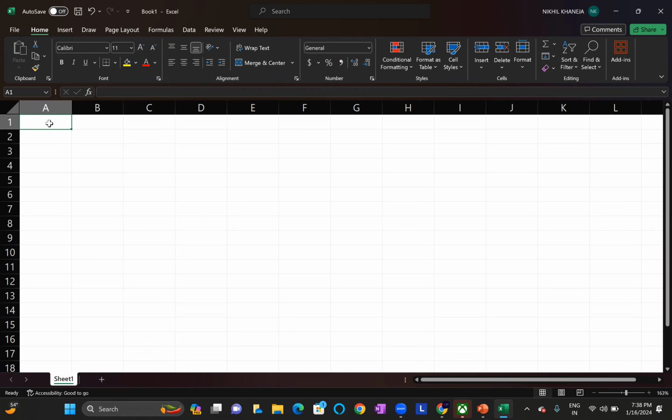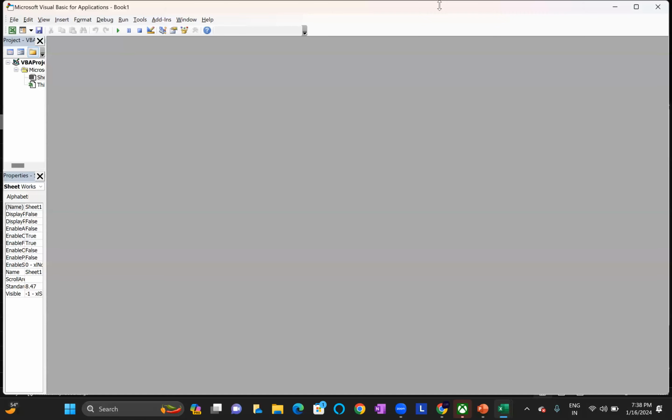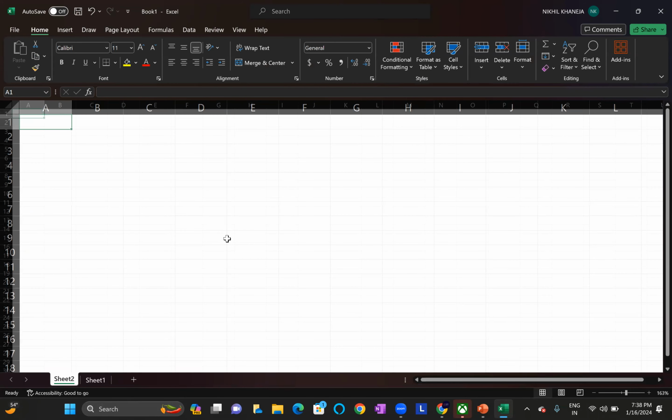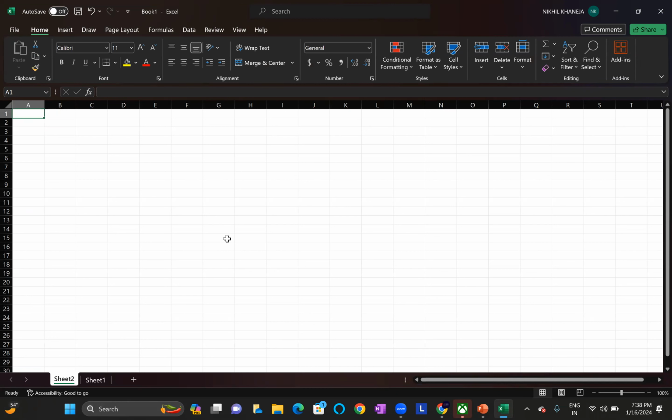First of all, I'll be applying some formatting, but before that, I need to create 3 more sheets. With Shift F11, I'll be adding more sheets. So I need 4 sheets here. To add a new sheet, there is a shortcut Shift F11. Now I'll be renaming this sheet. To rename the sheet, there is the shortcut Alt HOR.